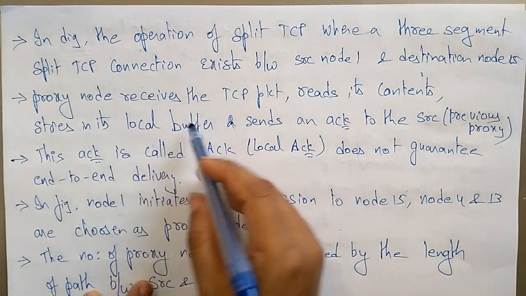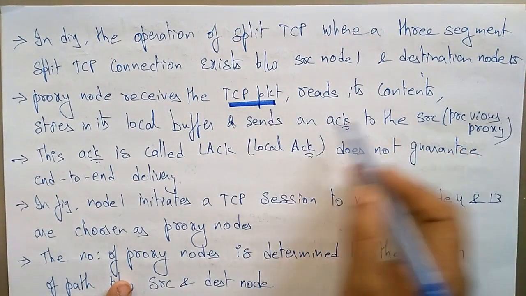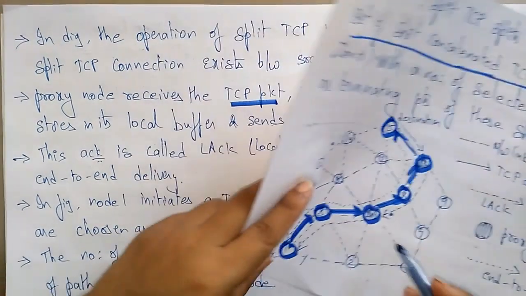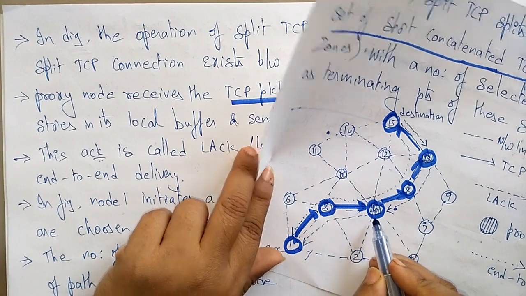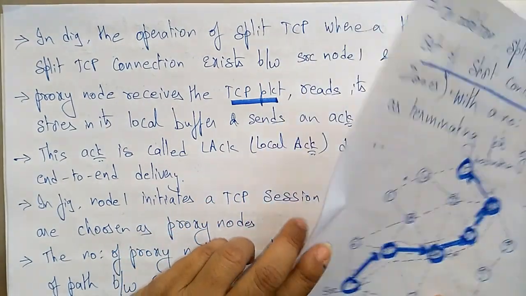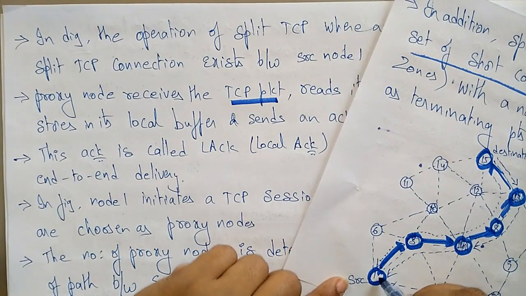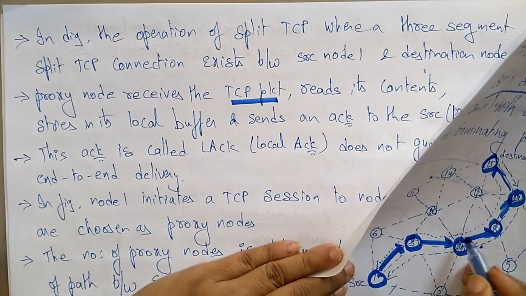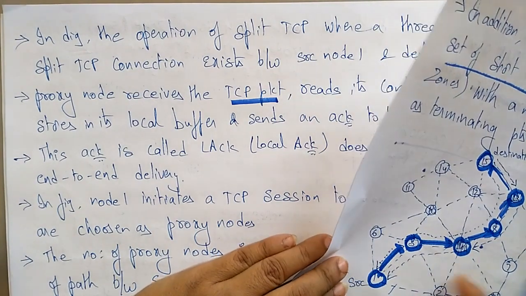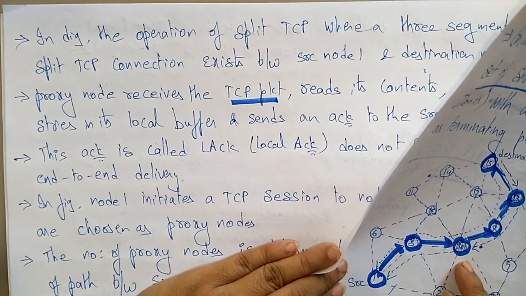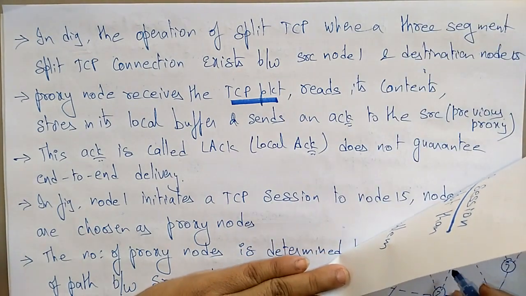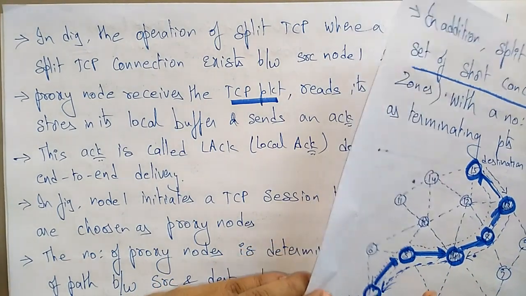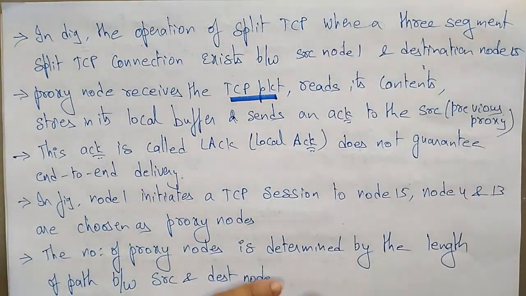Here the proxy node receives the TCP packet, reads its contents, stores it in a local buffer and sends an acknowledgement to the source or the previous proxy. Let's take 4 as a proxy node here. What is 4 doing? The proxy node receives the transmission packet from the source, reads that packet and stores it in its local buffer. Then it sends an acknowledgement to the source. It is storing the information and sending the acknowledgement.